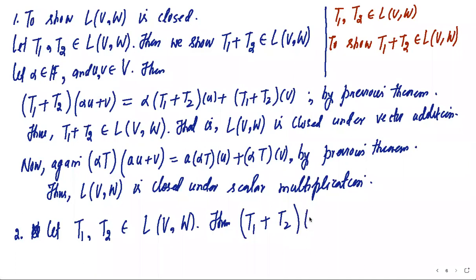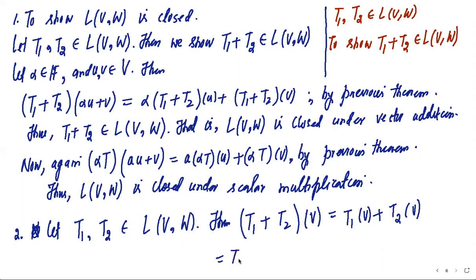Now T1 plus T2 of V, by definition, this is equal to T1 of V plus T2 of V. अब यहाँ पे हमें use करना होगा because now this T1 of V is in W because T1 is a linear transformation from V into W. तो इस हिसाब से T1 of V is an element of W and T2 of V is also an element of W, and W is a vector space. And once W is a vector space and these are two elements of a vector space, so therefore they will satisfy the commutativity.